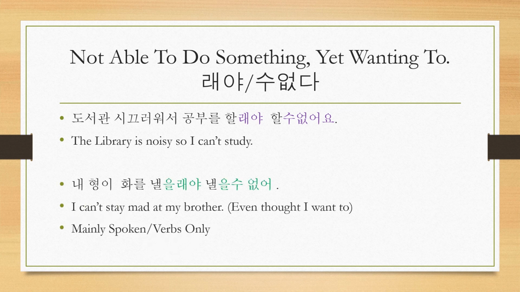And here we have, I can't stay mad at my brother. 내 형이 화를 내래야 낼 수 없다. It's also a bit of a tongue twister too as well. But yeah, so it's not just something like an action. It has to do with anything, believing somebody, or angry, or not just basic action. So thoughts as well. And it's only verbs and mainly spoken according to the grammar book, the green grammar book.